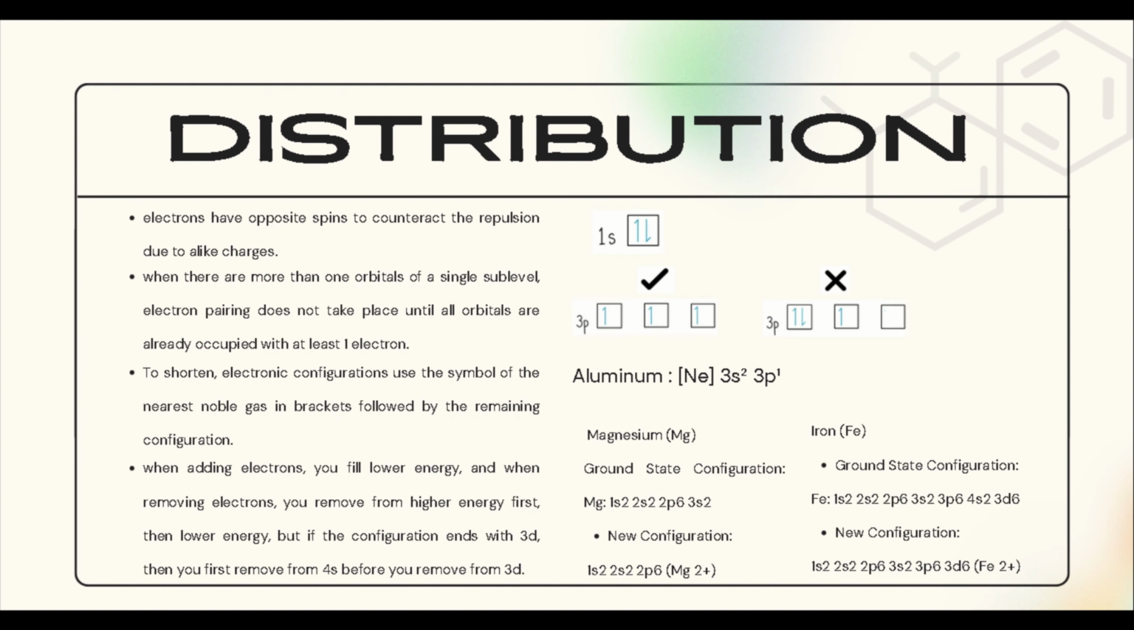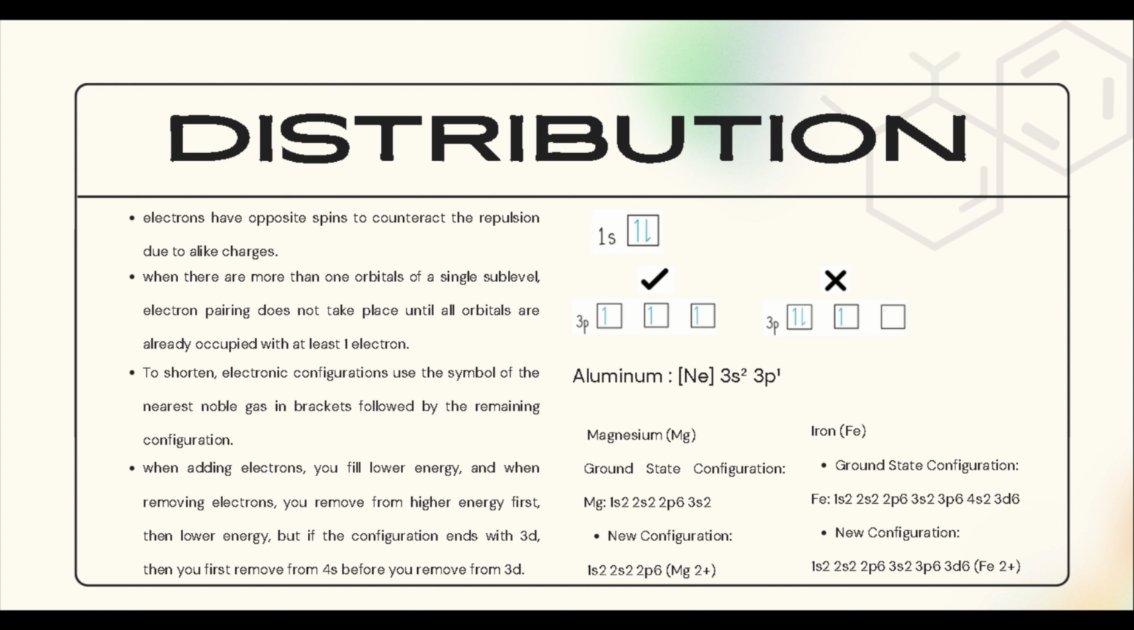Distribution. Electrons have opposite spins to counteract the repulsion due to alike charges. As you can see in the example, we have 1s. One electron is going up, the other is going down. We can't have them moving in the same direction because they both have negative charges and they will repel.